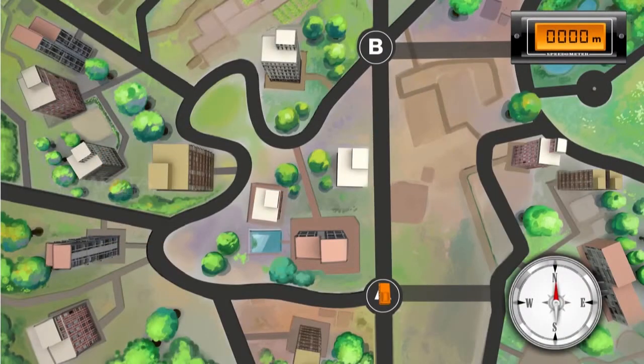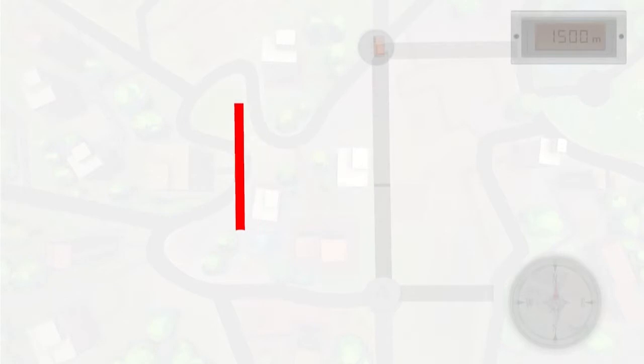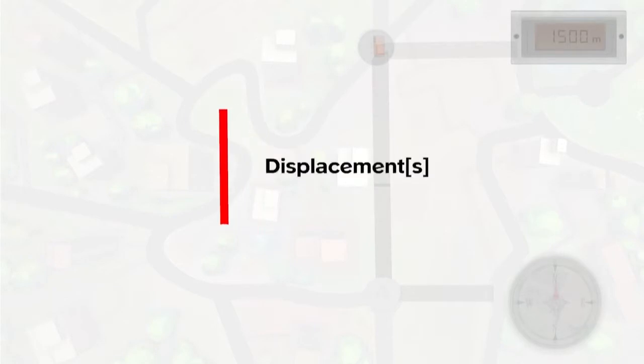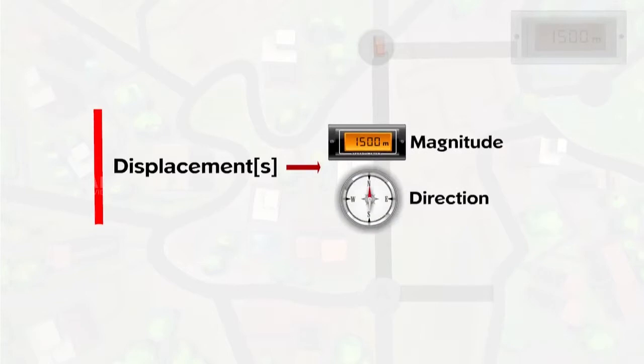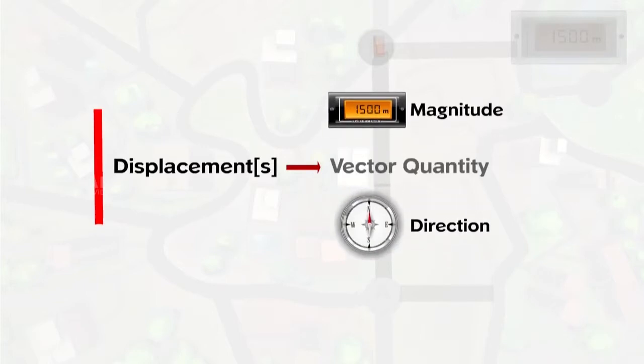Now let us consider that there is an alternate route which takes the bus to the destination B in the shortest distance, that is 1500 meters. The straight distance between the initial and the final positions of a moving body in a particular direction is called its displacement. Here, the moving body has magnitude and direction. Hence, displacement is a vector quantity.